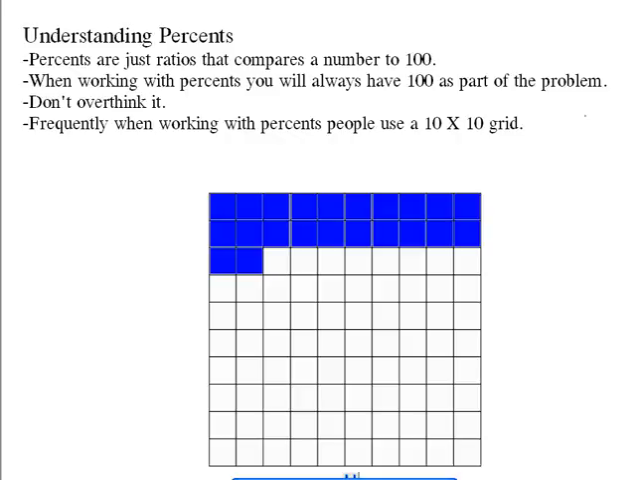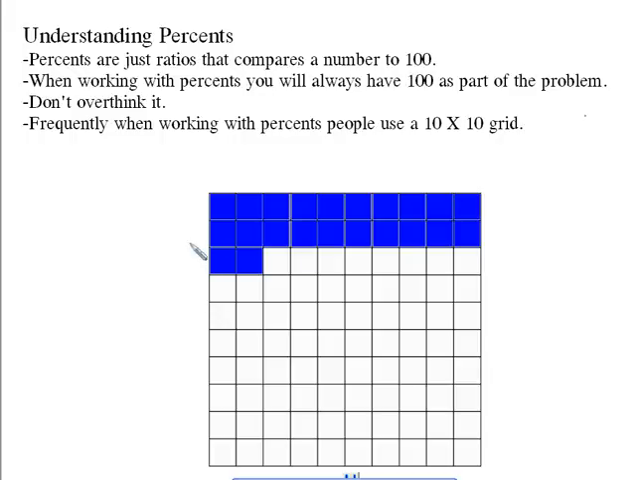Understanding percents. Now, percents are just ratios, a ratio that compares a number to 100. When working with percents, you will always have 100 as part of the problem, so really don't overthink it. Frequently, when working with percents, people use a 10 by 10 grid. And one of the easiest things to do, just to start off with, is to ask how you identify how much of a grid this represents.